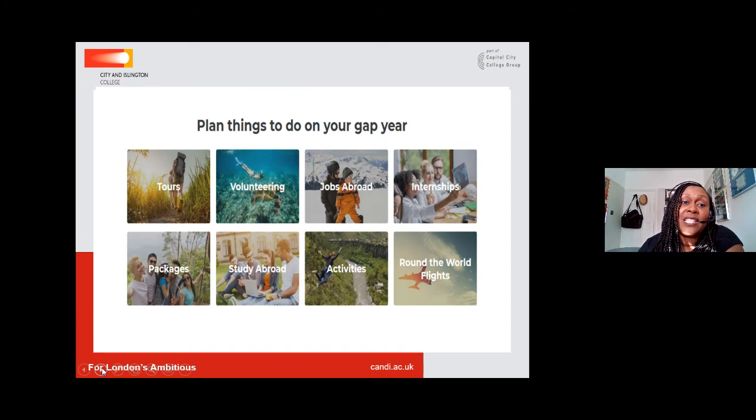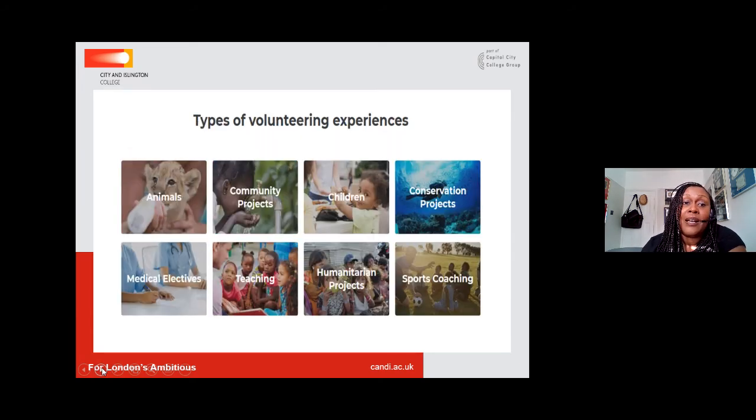So in terms of things that you could do, obviously volunteering, maybe working abroad, some sort of internship activities, things like that. Obviously, depending on the sector you're interested in, whether it's animals or community projects or humanitarian projects or sporting projects or working with young people.